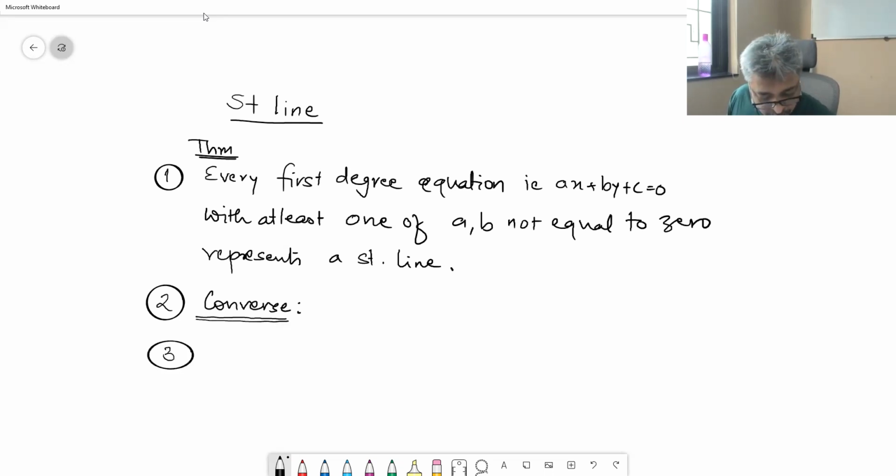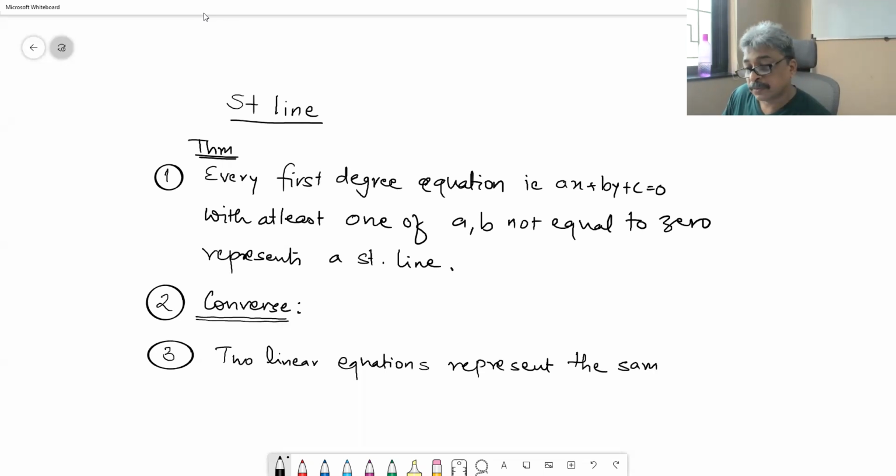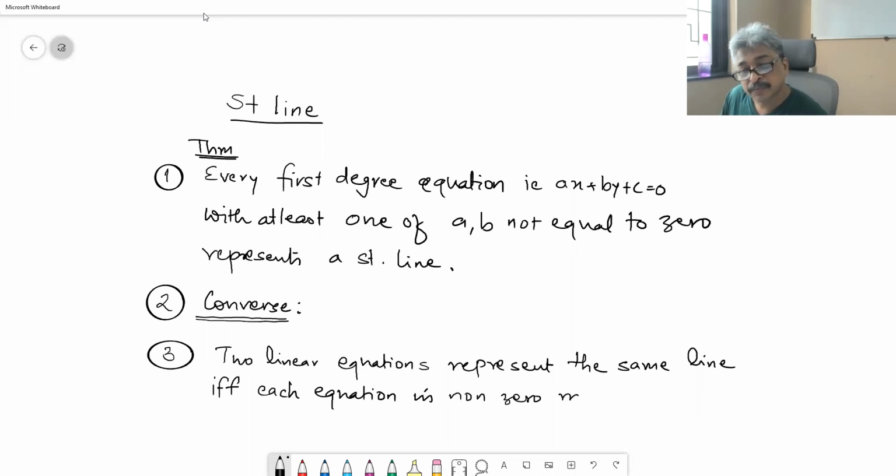Third thing is: two linear equations represent the same line if and only if each equation is a non-zero multiple of the other. Okay, so this also we have discussed earlier in foundation.